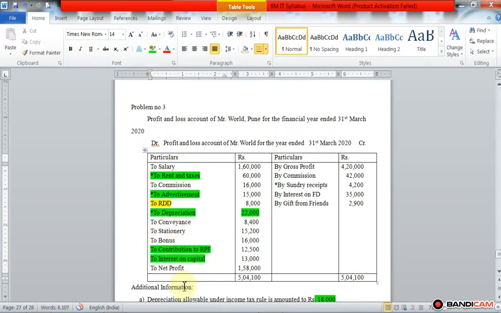So we add all these expenses in net profit, so net profit is given here, that is 1,58,000.